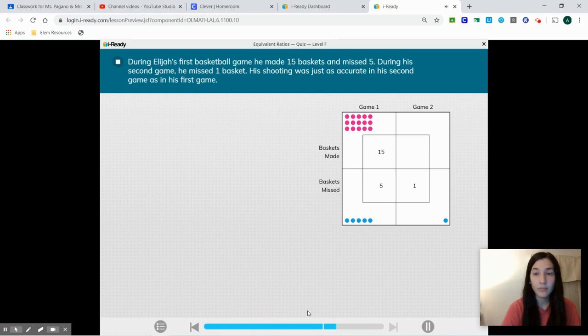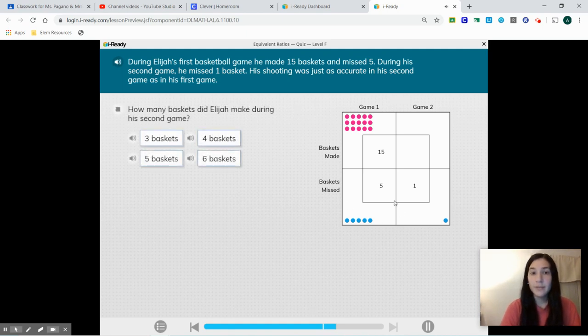During Elijah's first basketball game, he made 15 baskets and missed 5. During his second game, he missed 1 basket. His shooting was just as accurate in his second game as in his first game. Okay. How many baskets did Elijah make during his second game? So think, we're going from 5 down to 1. So 5 divided by 5 will equal 1. So here we want to do 15 divided by 5 to give us our answer here, which is 3 baskets.